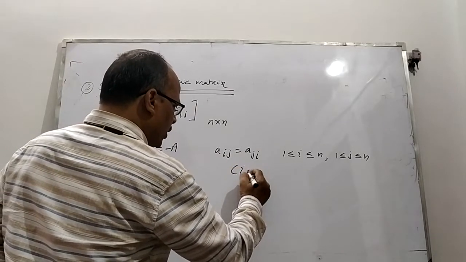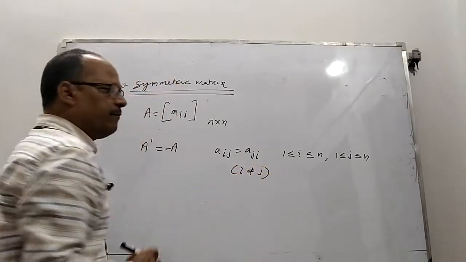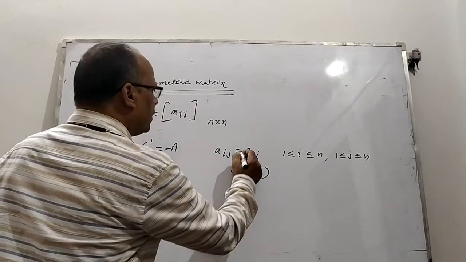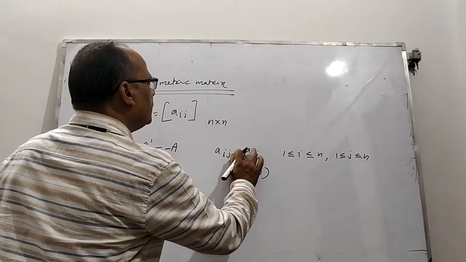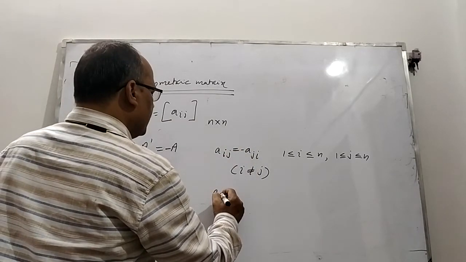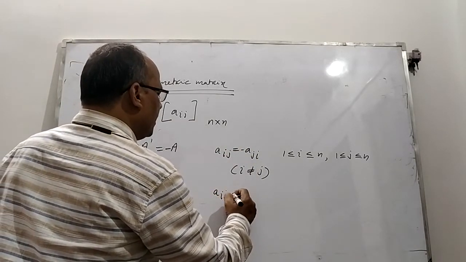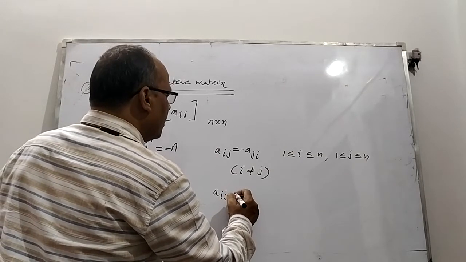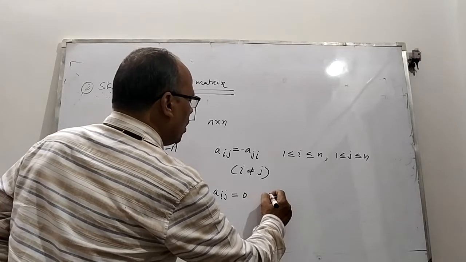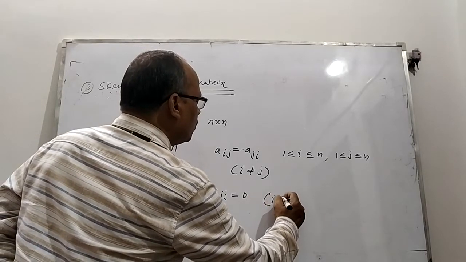I is not equal to J. In this case, sorry, this will be minus: Aij equal to minus Aji. The second case is Aij equal to 0 if I is equal to J.